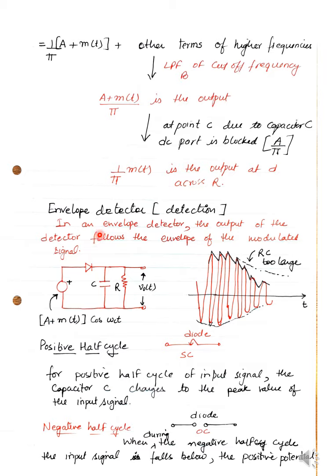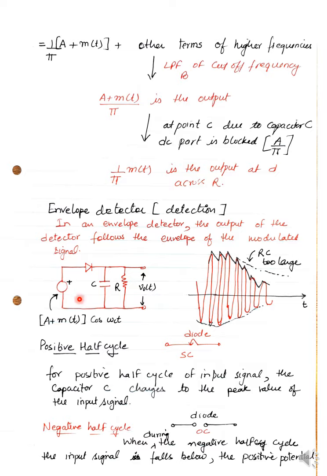The second method is the envelope detector, or envelope detection method. In an envelope detector, the output of the detector follows the envelope of the modulated signal. So this is the circuit. We are using a diode here, a capacitor, and a resistance. Now for the positive half cycle of the input signal, the capacitor C charges to the peak value of the input signal. So for the positive half cycle, this complete is positive, because we are ensuring that A is greater than mt.